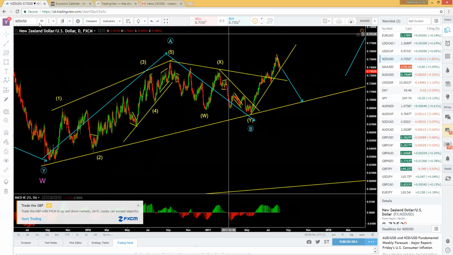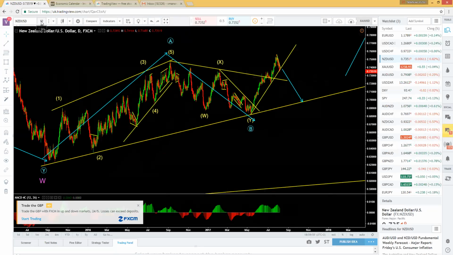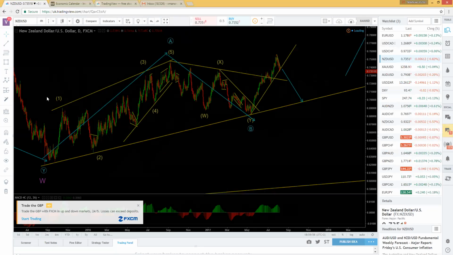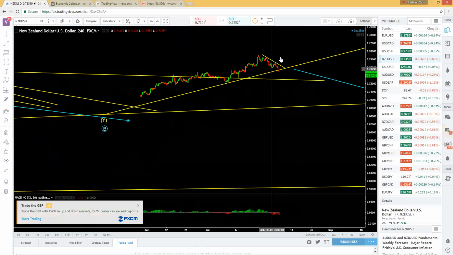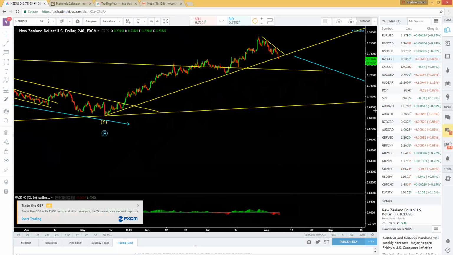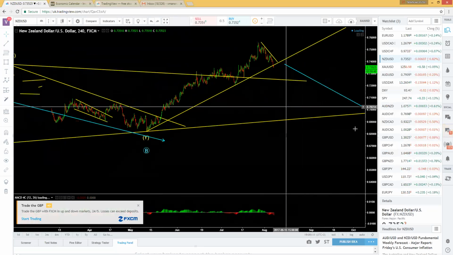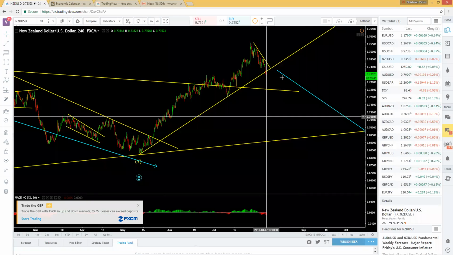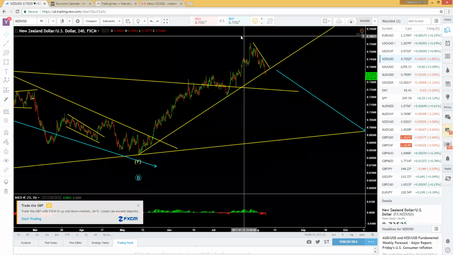So here, if I go down to the lower time frame, you need to wait if you want to hop in on this sell. And you can see it's already breaking this trend line. It's already breaking that trend line. But that doesn't mean that it's going to go all the way. So breaking the trend line doesn't mean it's going.